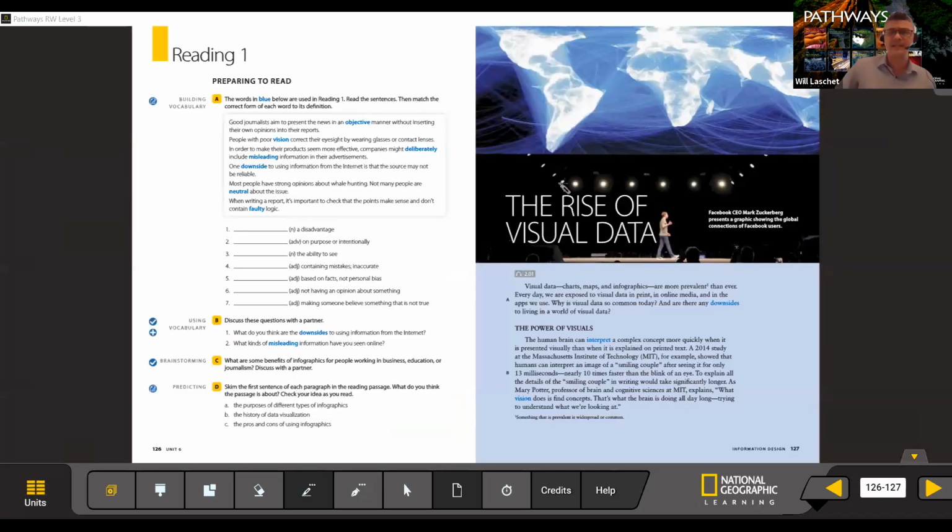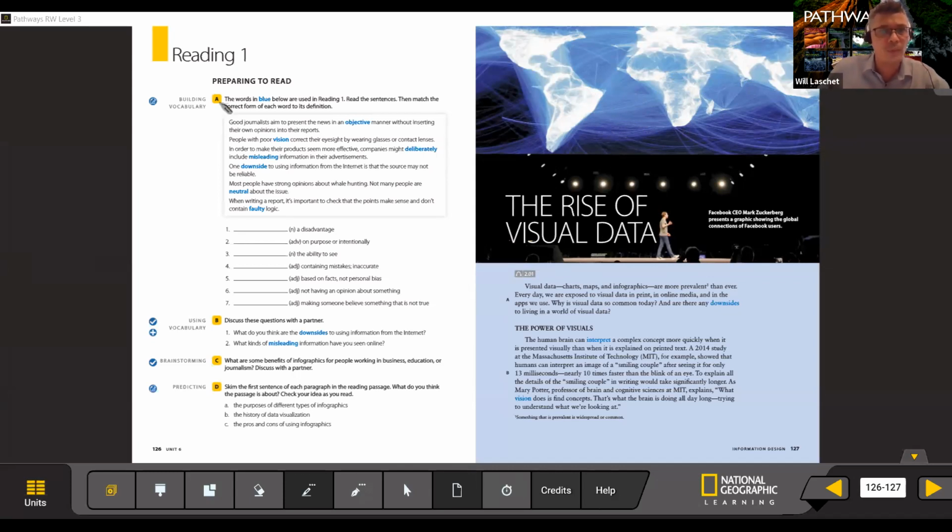So I said this is a reading lesson, so we're going to have a look at the reading text. The reading text we're looking at today is called The Rise of Visual Data, and we can see a nice image here of Mark Zuckerberg from Facebook, and he is illustrating the worldwide connections through Facebook, how the world is so connected through his platform.